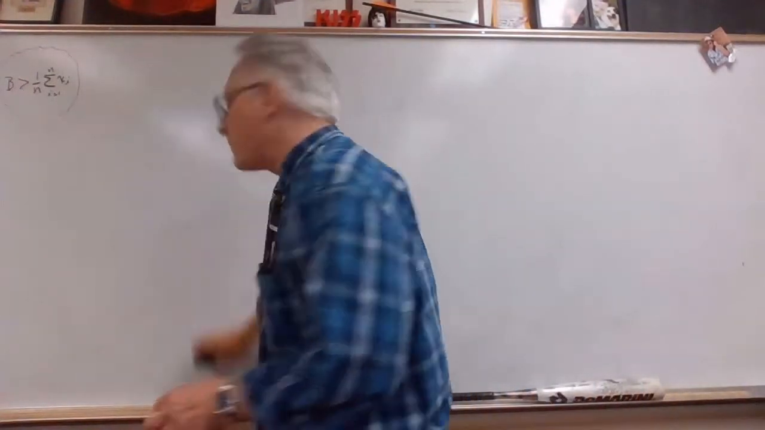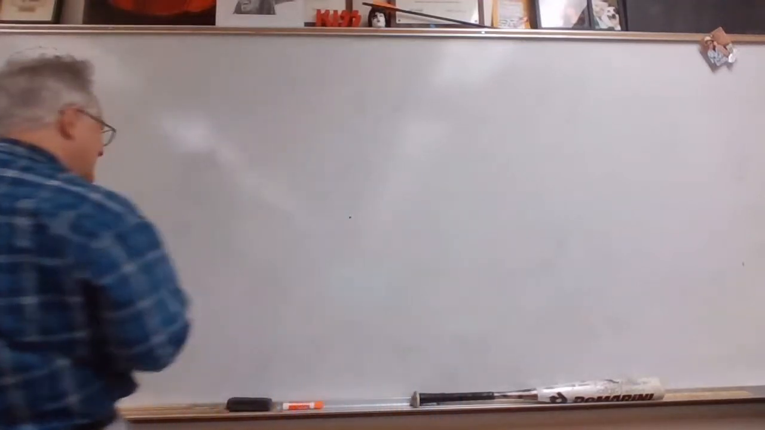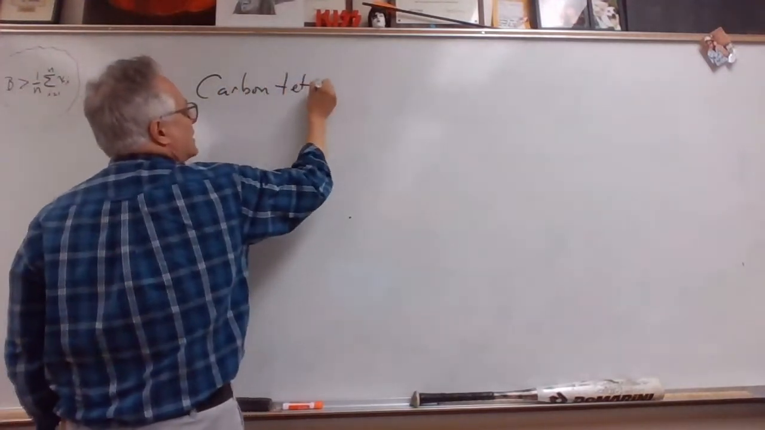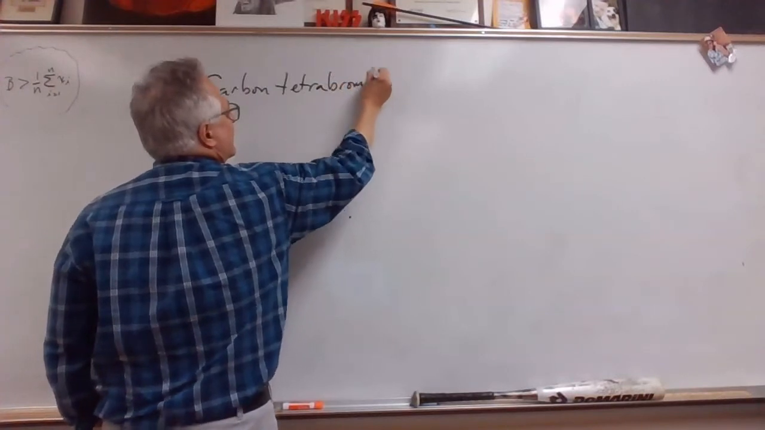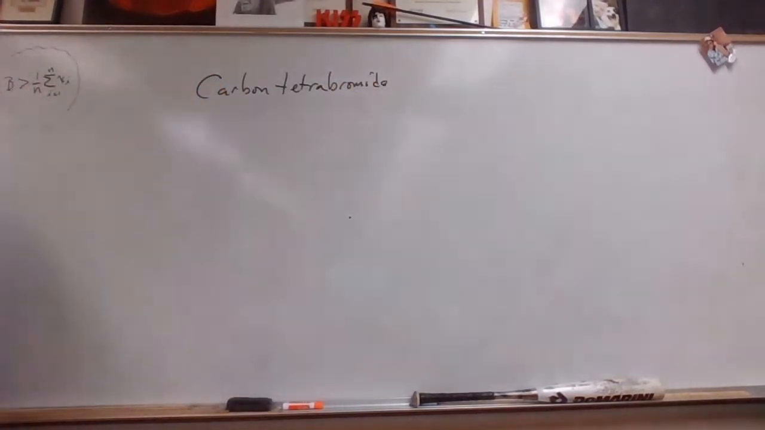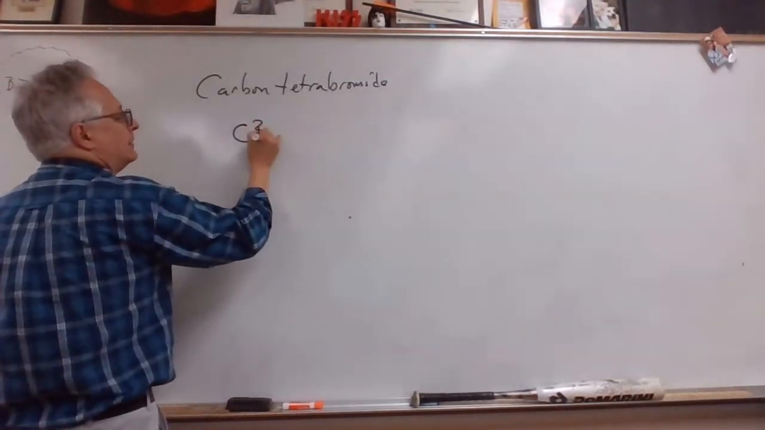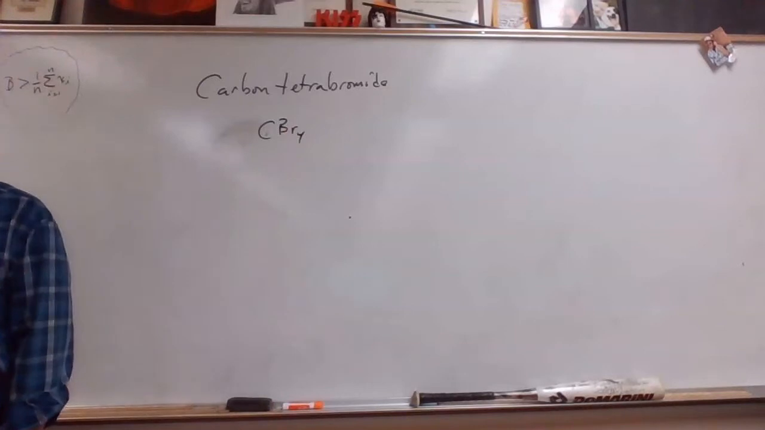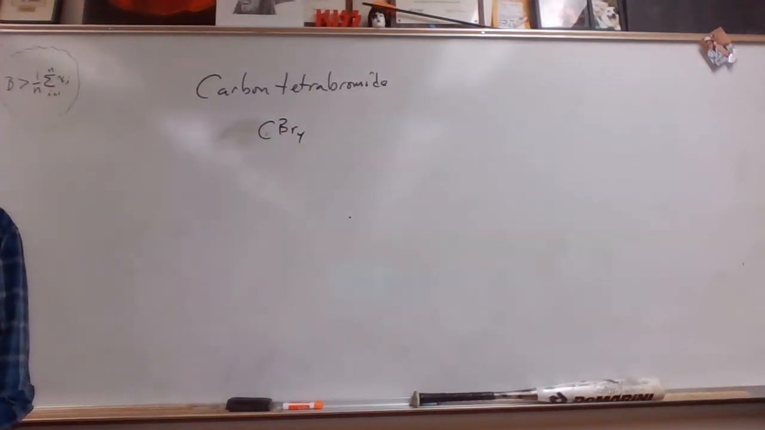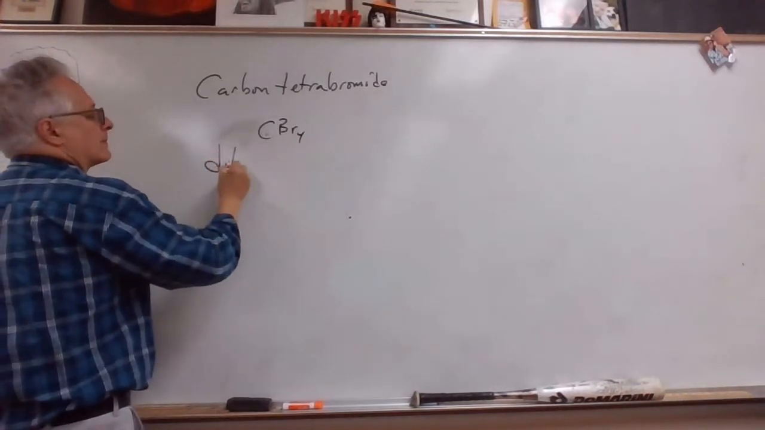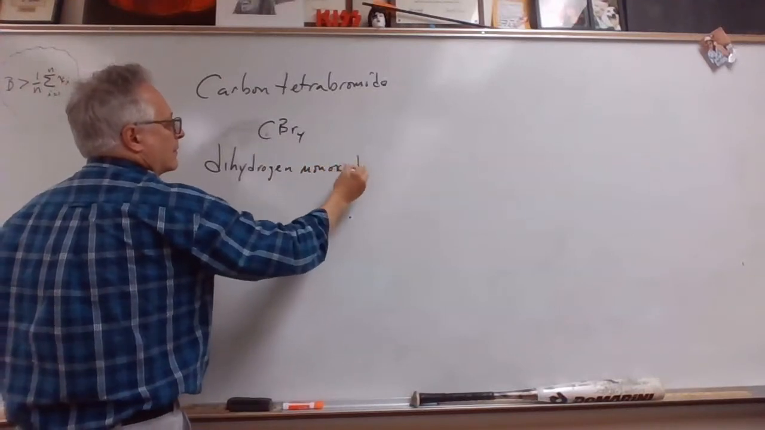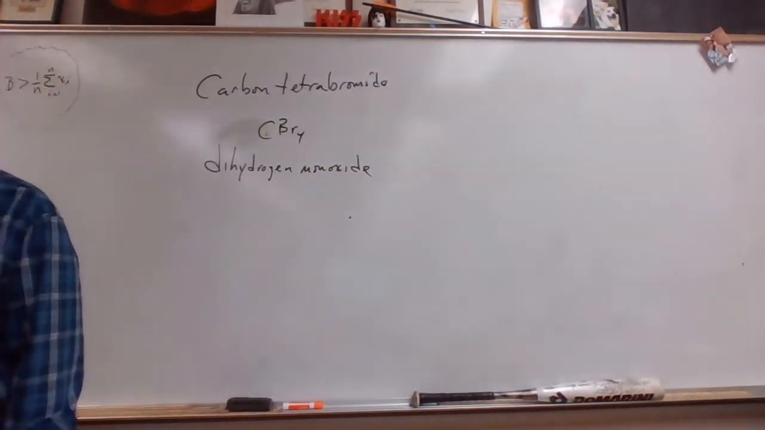So now let's go from a name to a formula. How about I put carbon tetrabromide? Carbon tetrabromide. What are we going to write for a formula for that? Dylan, you got it. CBr4. Boom, you're done. How about I say dihydrogen monoxide, a very poisonous chemical.